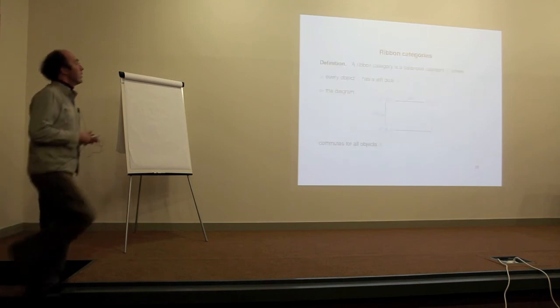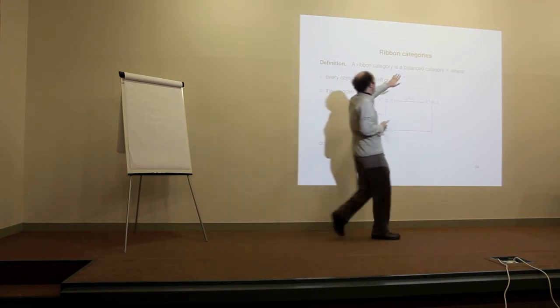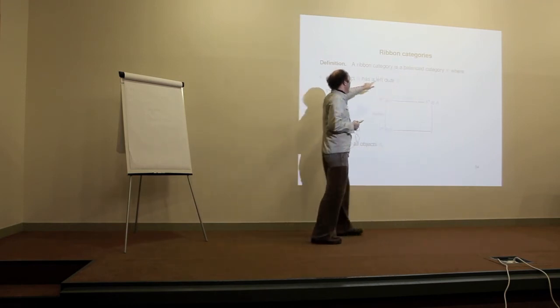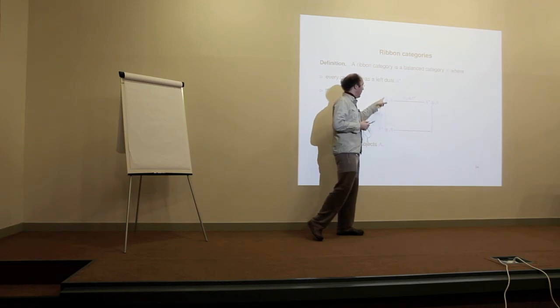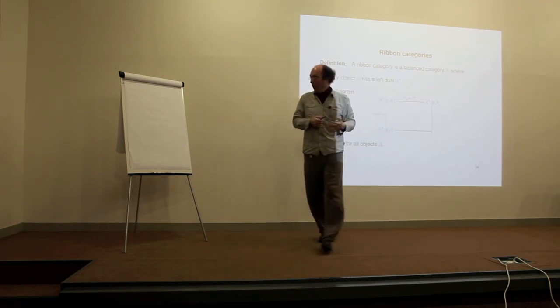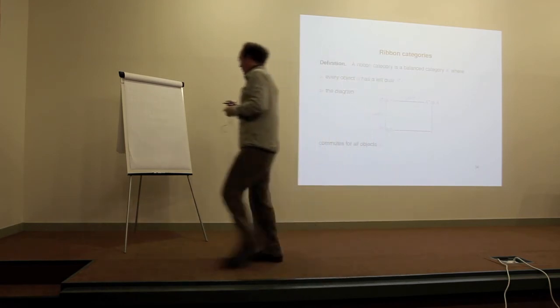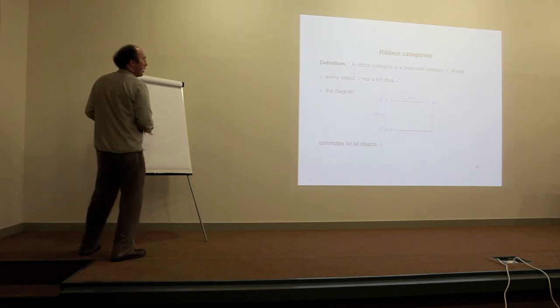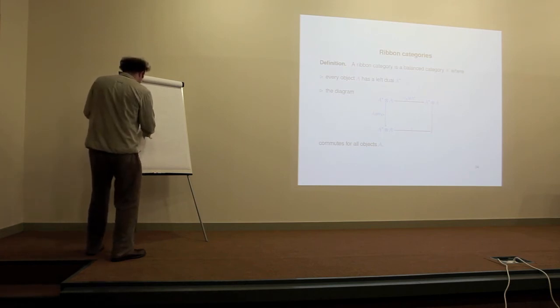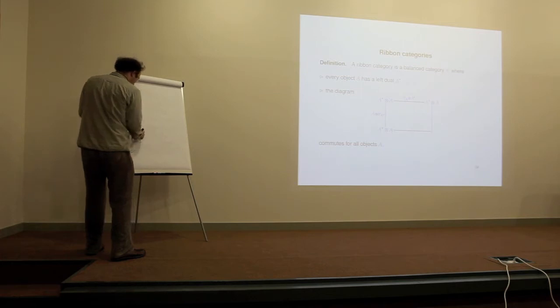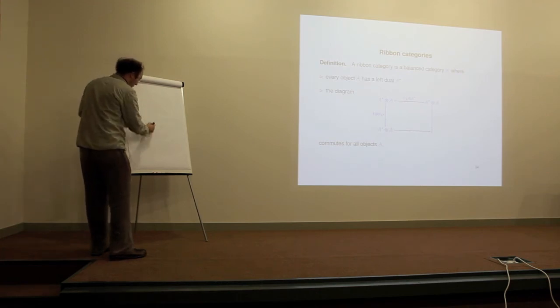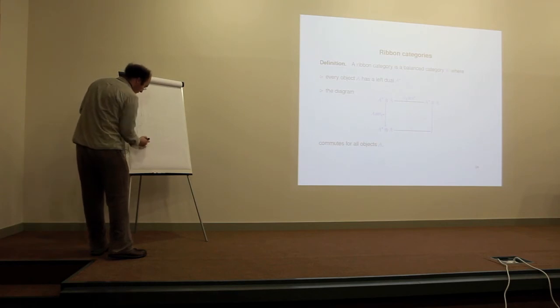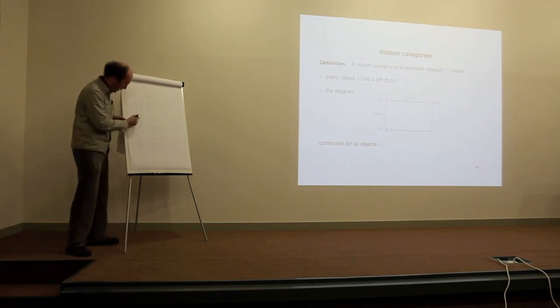And a ribbon category is a balanced category, so it means braiding and twists, where every object has a left dual, and moreover, there is a connection between the twist and the duality. So the connection is this, maybe here. Okay, so it says something like this. If you, okay, so here, imagine you have A star, and you evaluate it against A. Okay, so you apply here theta A star.